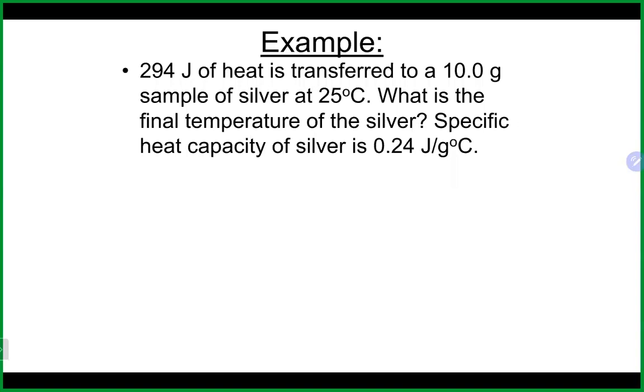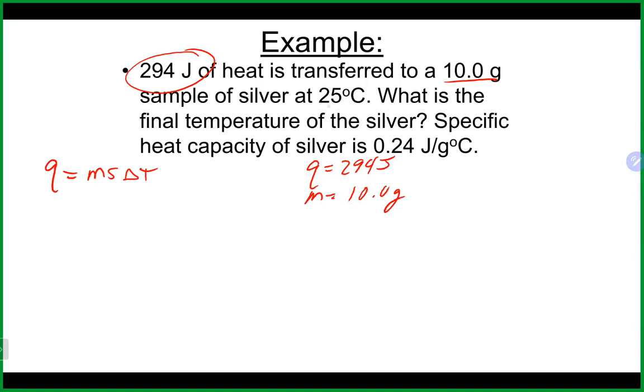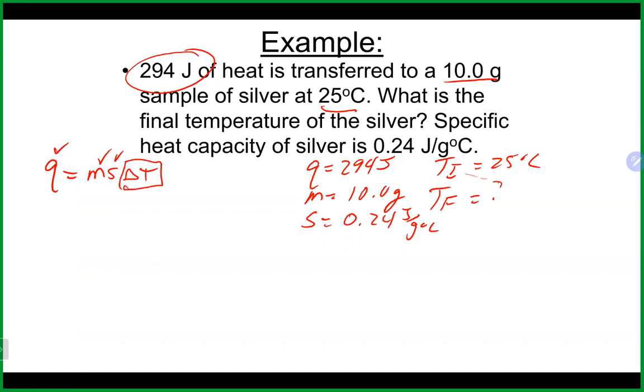So obviously we're dealing with specific heat, so we'll start with our equation here. Q is equal to m s delta T. We have 294 joules given to us, which is Q. We have the mass given to us, which is 10 grams. This is our initial temperature of the metal, 25. We are looking for our final temperature in this case. And we do have the specific heat capacity given to us at 0.24 joules per gram per degree Celsius. So we really have this, and this, so we can solve for the change in temperature.